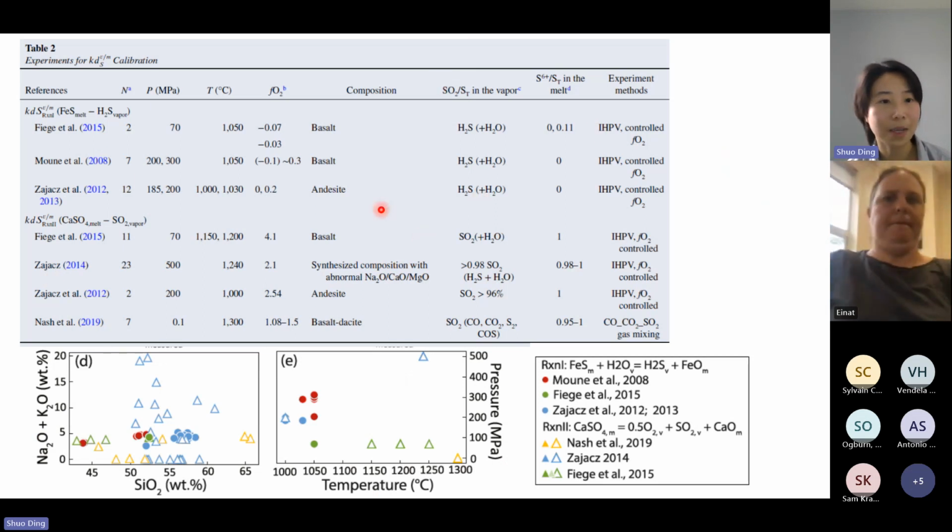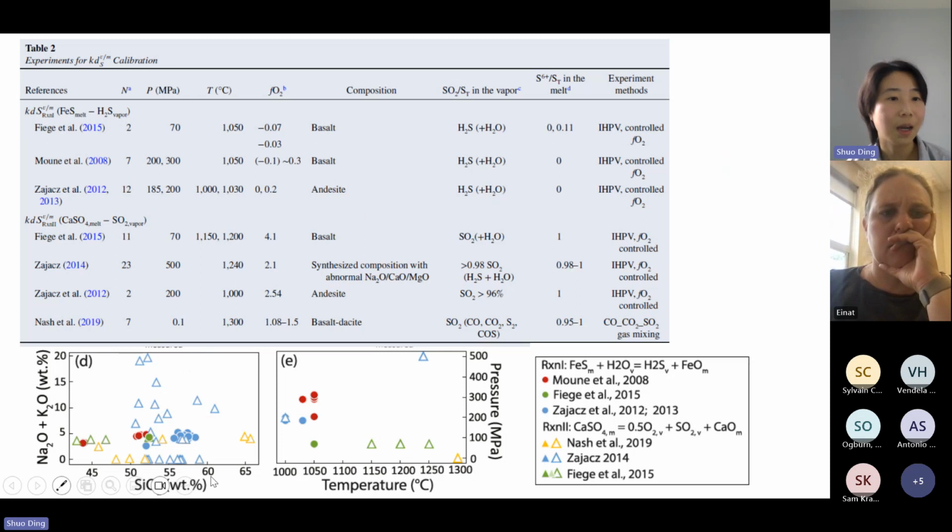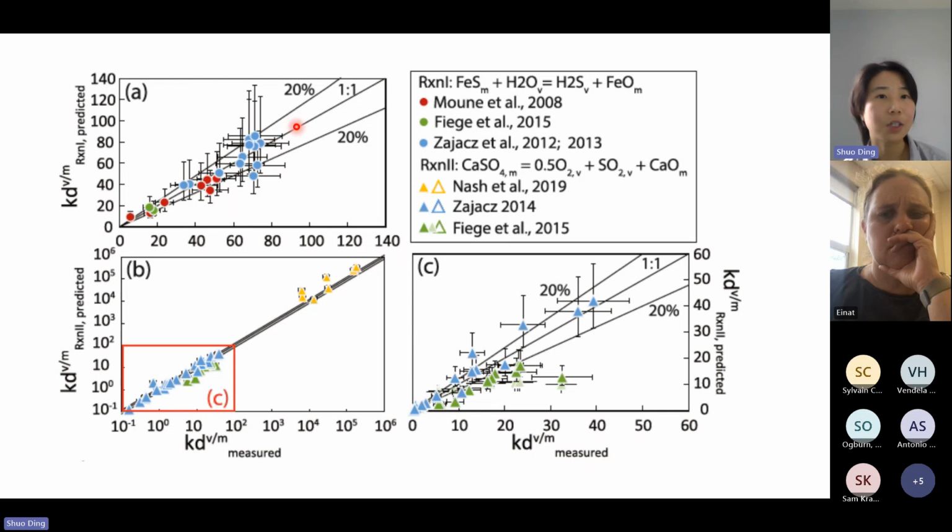This table basically shows what experiments were used to calibrate SolveX. We can see that most are basalt and some basaltic andesites. It does have some experiments with high alkali content, so it could be used for alkaline basalts, but you can see this really comes from one experiment. So I would put caution if I apply SolveX to alkaline or really high alkaline compositions. And here is the pressure and temperature range of the experiments used for calibrating SolveX. This shows, for each reaction, the predicted versus measured partition coefficients used in the calibration.